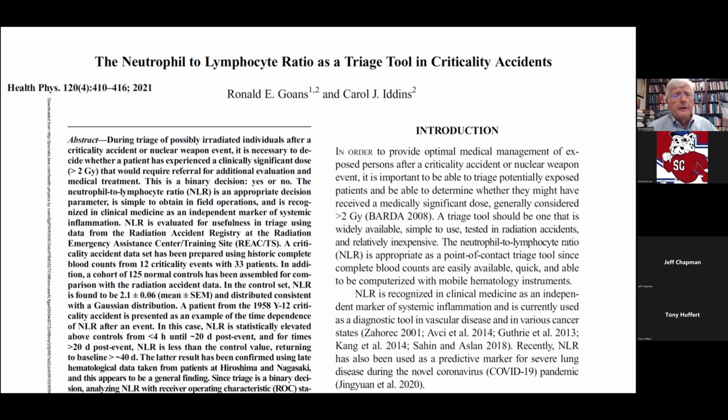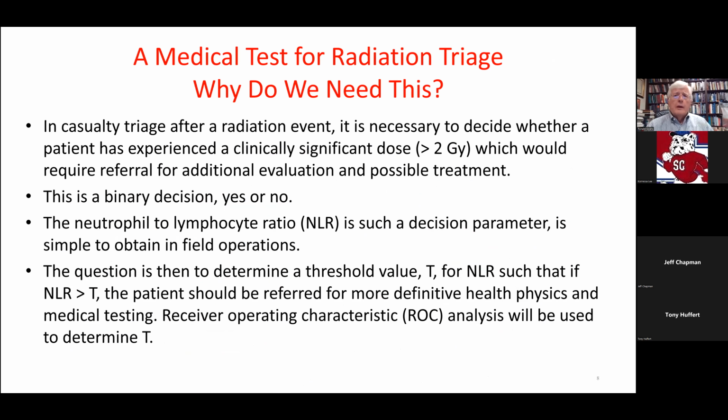I had a little bit better compilation of data for the criticality, so that's why I published it this way, but we equally could have included gamma. So you can take a look at this. This is volume 4 of last year. So we're going to triage. Why do we need this?